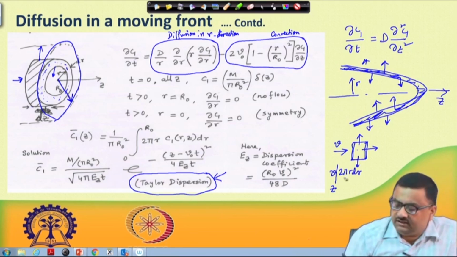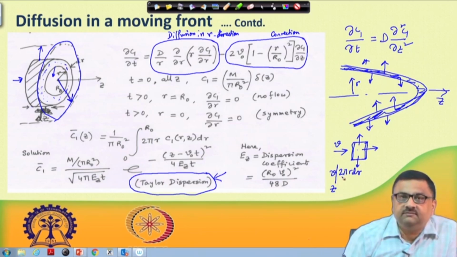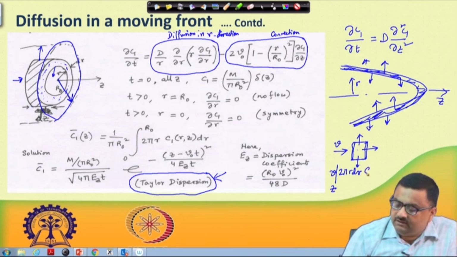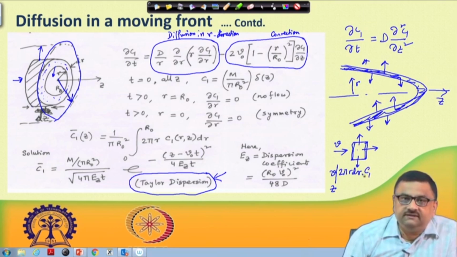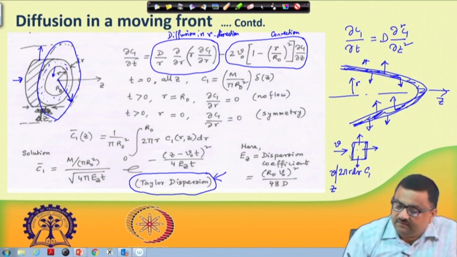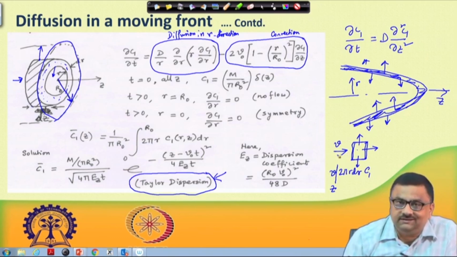So, this product gives me meter per second into meter square, that means meter cube per second. If you multiply this with C1, this gives me meter cube per second into kg per meter cube. So, this gives me kg per second. Mind it, there is always some kg per second going in. If you multiply by delta t, so many kg is going in.